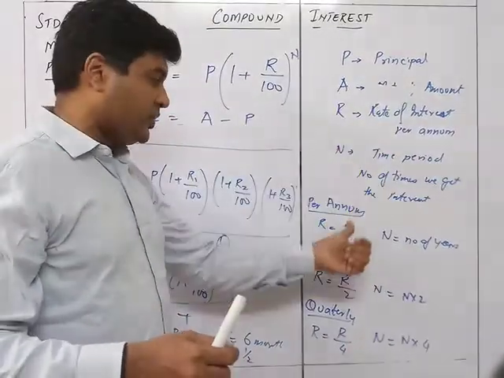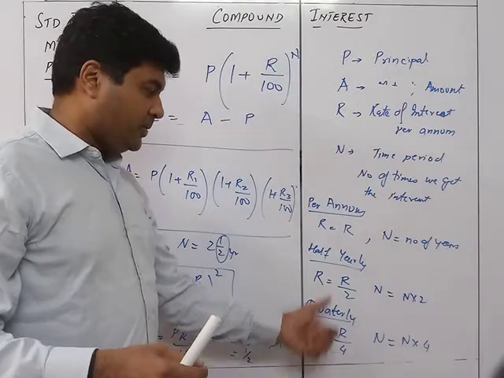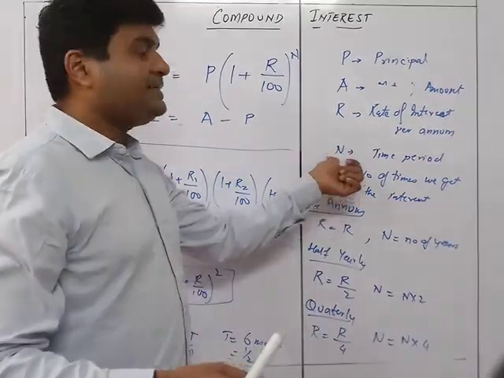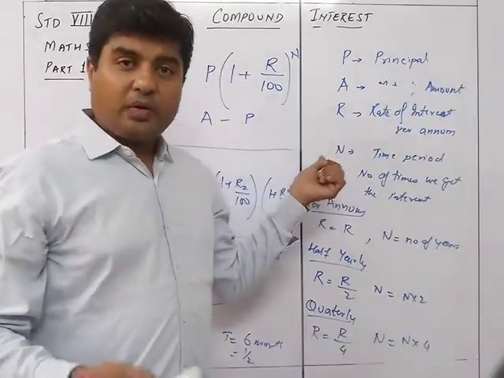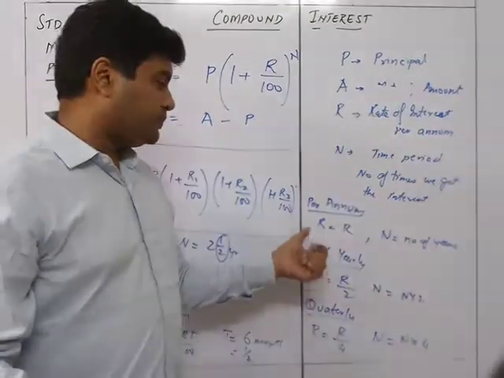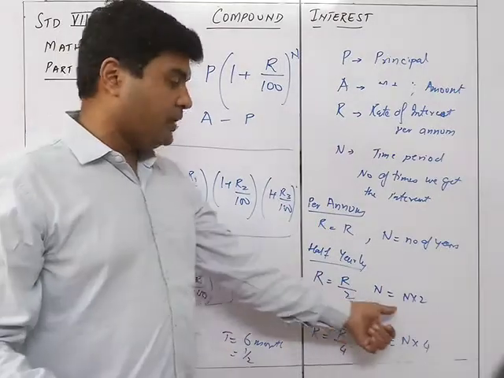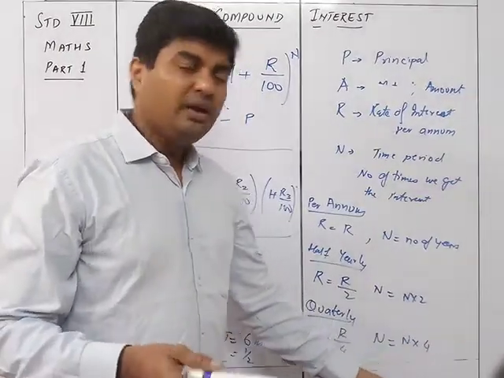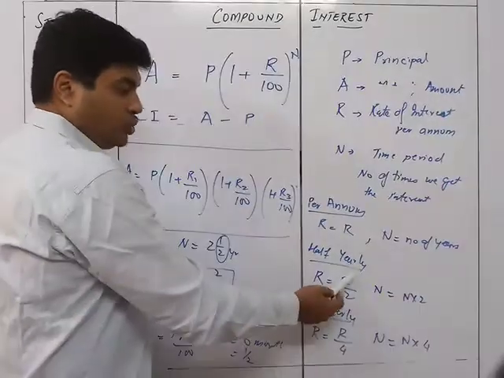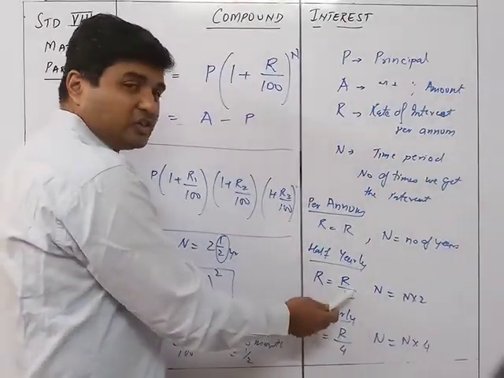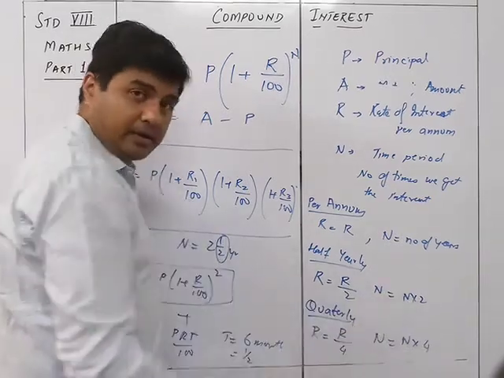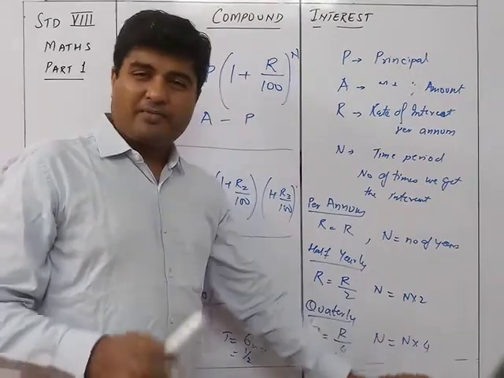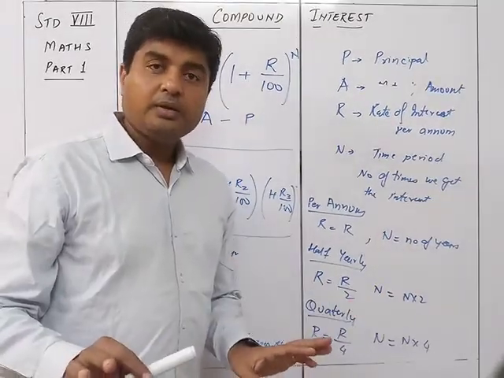If it is half yearly, it will be R upon 2, and if it is yearly, it will be R, half yearly will be R upon 2, quarterly will be R upon 4. N is the time period. So time period will be number of years, but if it is half yearly, it will be into 2, and if it is quarterly, it will be into 4. Got it? Simple ways. जो हम लोग rate of interest को जितना divide करेंगे उतना n को multiply करना है. Here we are dividing by 2, so you multiply by 2. Here we are dividing by 4, so you multiply by 4. As simple as that. Clear?